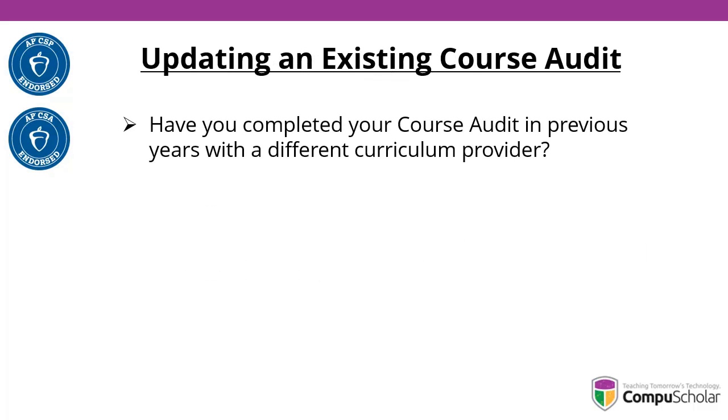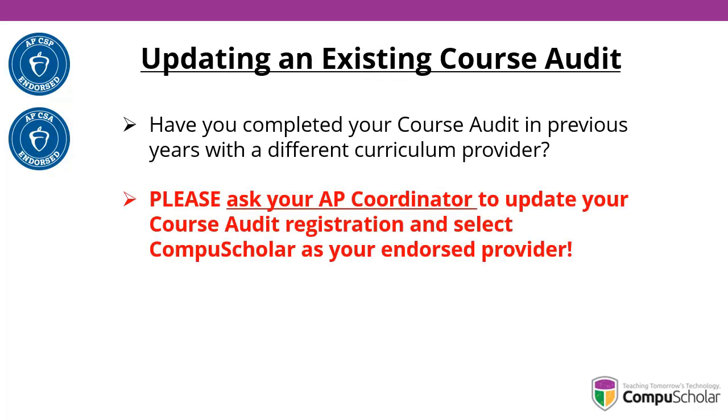So those of you that have taught either AP CSP or AP CSA before may have already completed the course audit in earlier years and selected a different curriculum provider. So perhaps you used an earlier curriculum in previous years and you have newly adopted CompuScholar this year, and we're very grateful for your adoption. If that is the case, we highly encourage you to ask your AP coordinator to update your course audit registration and make sure that CompuScholar is selected as your endorsed provider. This is unfortunately something that you can't do yourself, as far as we know, through the College Board's website, but it is something that your AP coordinator can do for you.